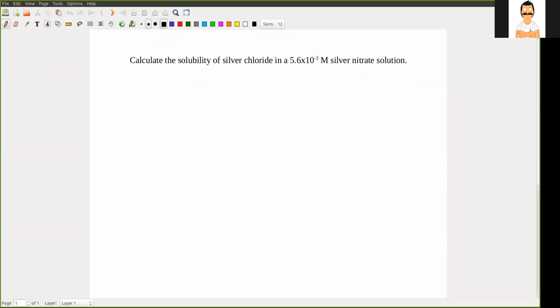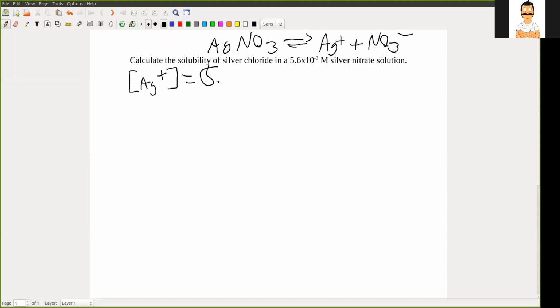So the steps for this, first of all, you want to recognize that silver nitrate, we can write that up here, AgNO3, is going to be in equilibrium with Ag+ and NO3-. So the concentration of silver nitrate is also the concentration of silver. So our Ag+, our initial concentration of Ag+ is 5.6 times 10 to the minus 3 molar.